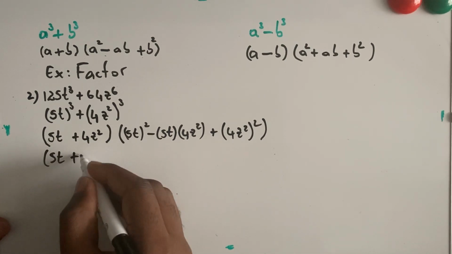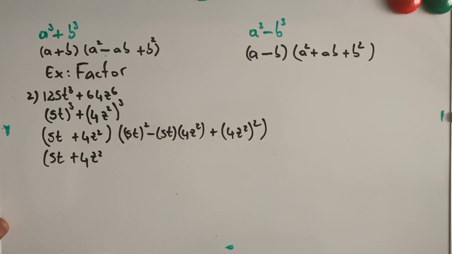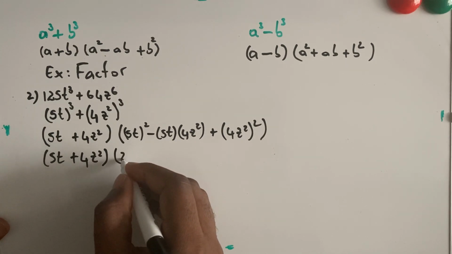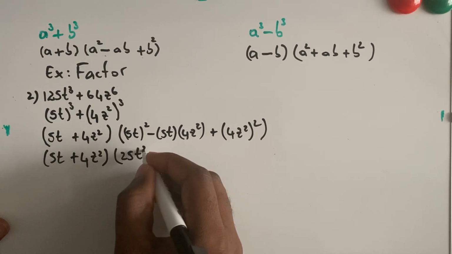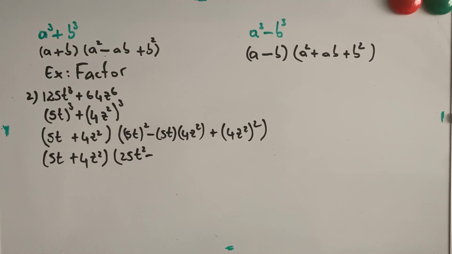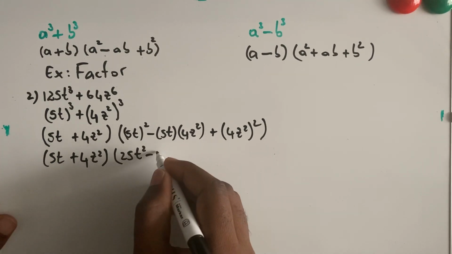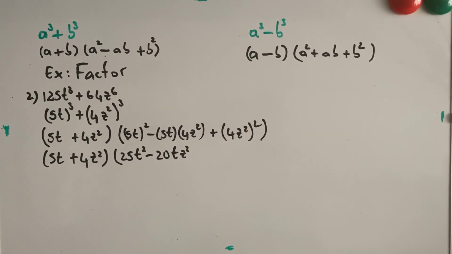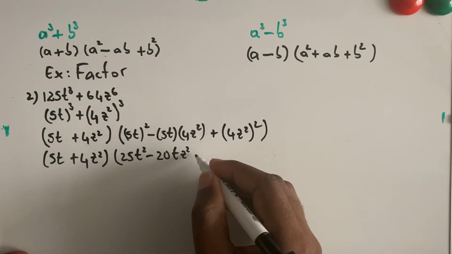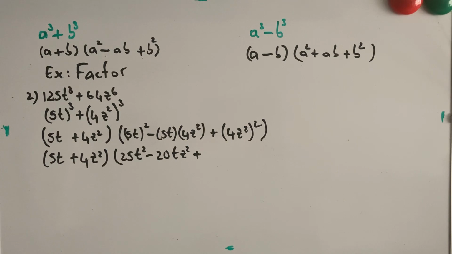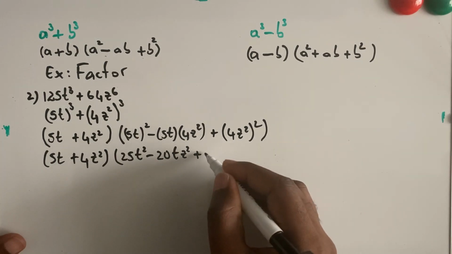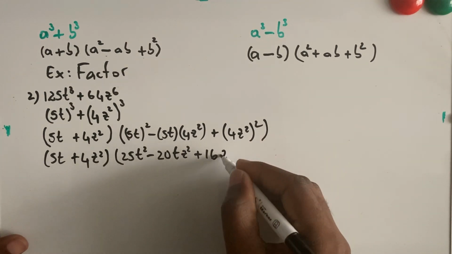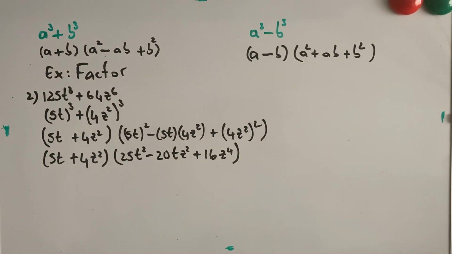Very simple. We go 5t plus 4z squared, open here. 5t squared is 25t squared, minus 5t times 4z squared is 20tz squared, plus 4 squared is 16, and z squared squared, 2 times 2 is 4, so z to the 4th. That's it. This is it right here.